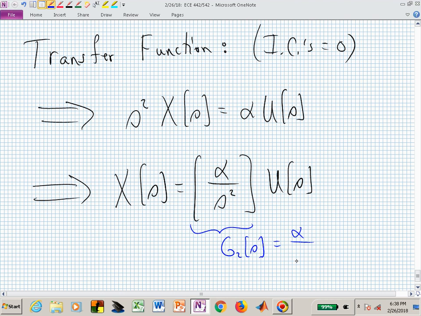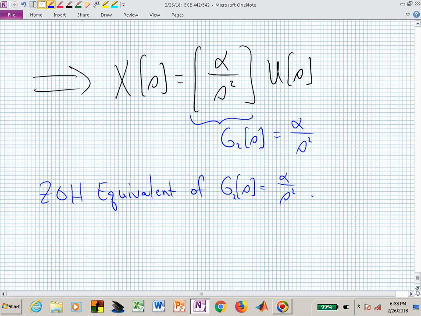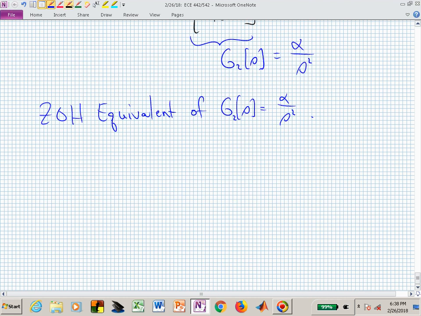We have alpha over s squared. That's g sub 2 of s. We want the zero order hold equivalent of that. That's just a pure mass system. What's the formula for capital G of z if you're searching for partial credit?